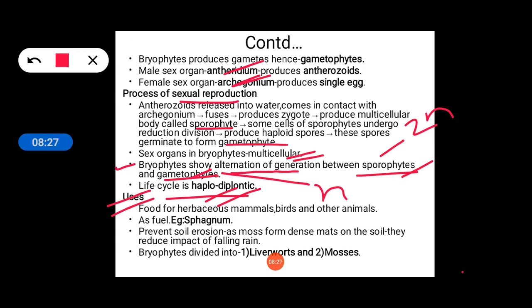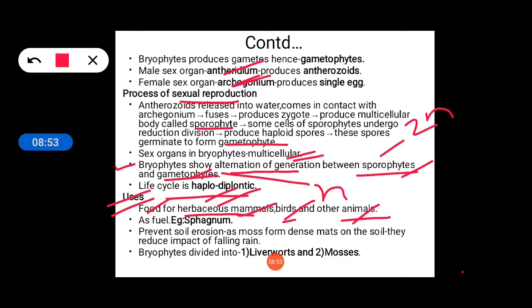They are used as food for herbivorous mammals, birds and other animals. Herbivorous means those mammals that are dependent on herbs. These organisms take bryophytes as their food.